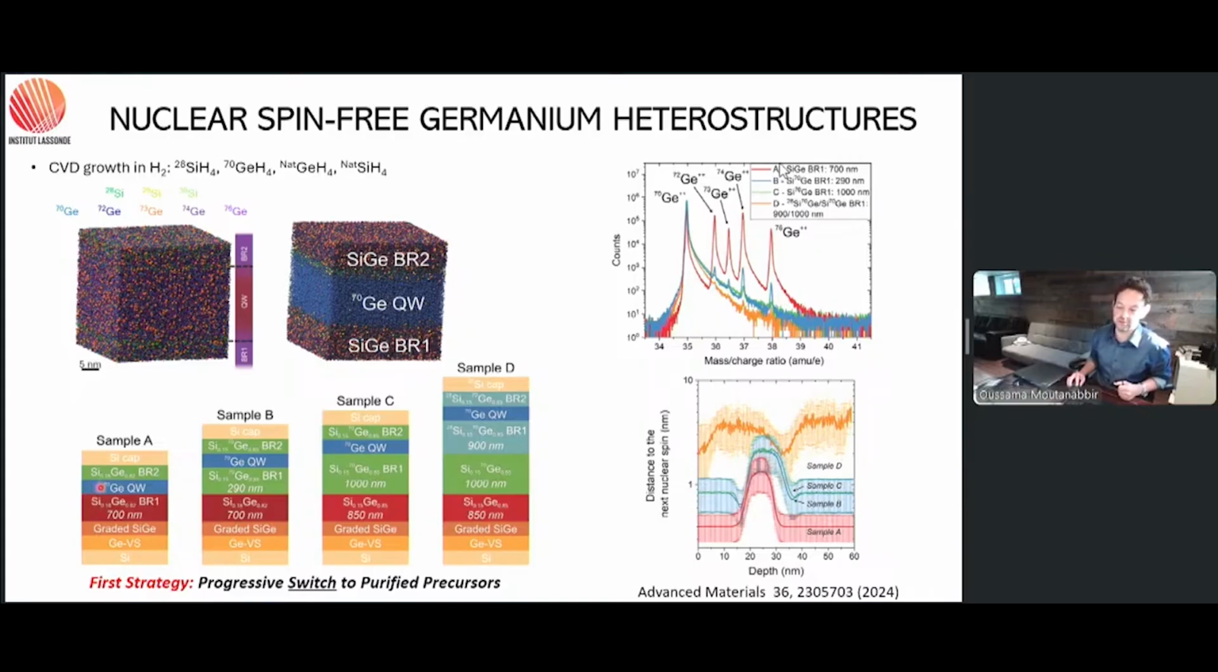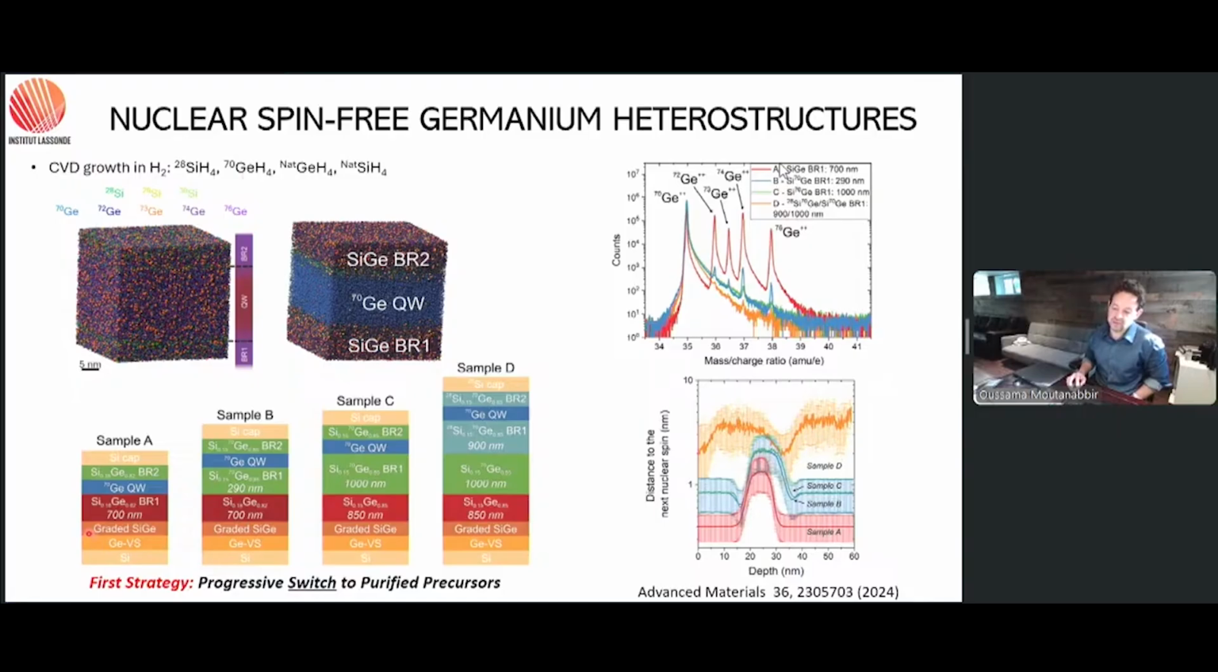And after that, you grow your germanium quantum well, typically between 10 and 20 nanometer. And on top of it, you grow a silicon germanium barrier, which is typically around 50 nanometer. And you finish the structure with a silicon cap, which is 1 to 2 nanometers. The silicon cap here is just to protect the surface, and it's a lot easier to clean a silicon surface than a silicon germanium surface.